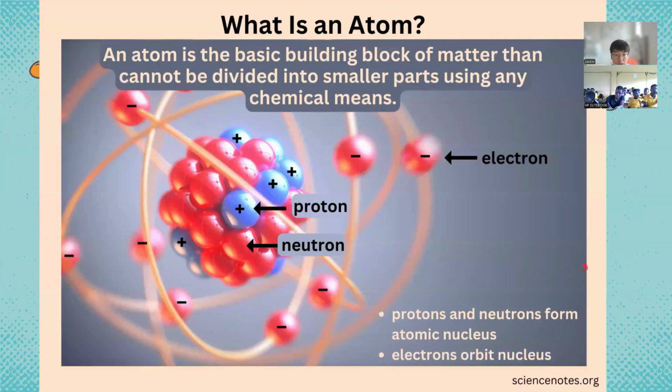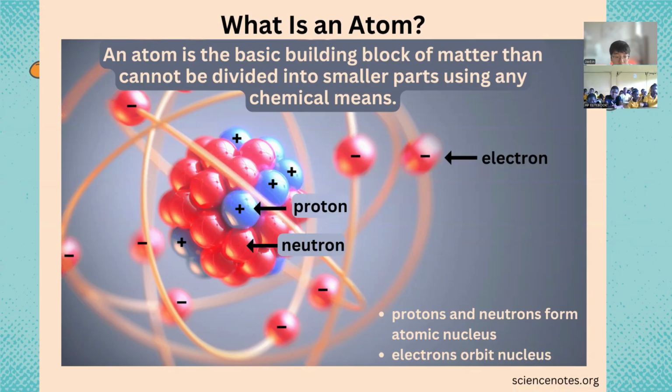So let's look closely at what an atom is. This is the structure of an atom in colored format. Again, an atom is the basic building block of any matter, and it cannot be divided any further. So this blue ball in the middle, can you guys see the blue ball in the middle? That is the proton, since it has the positive charge. Protons have positive charge. And you can see some other red balls in the middle. This is called the nucleus.